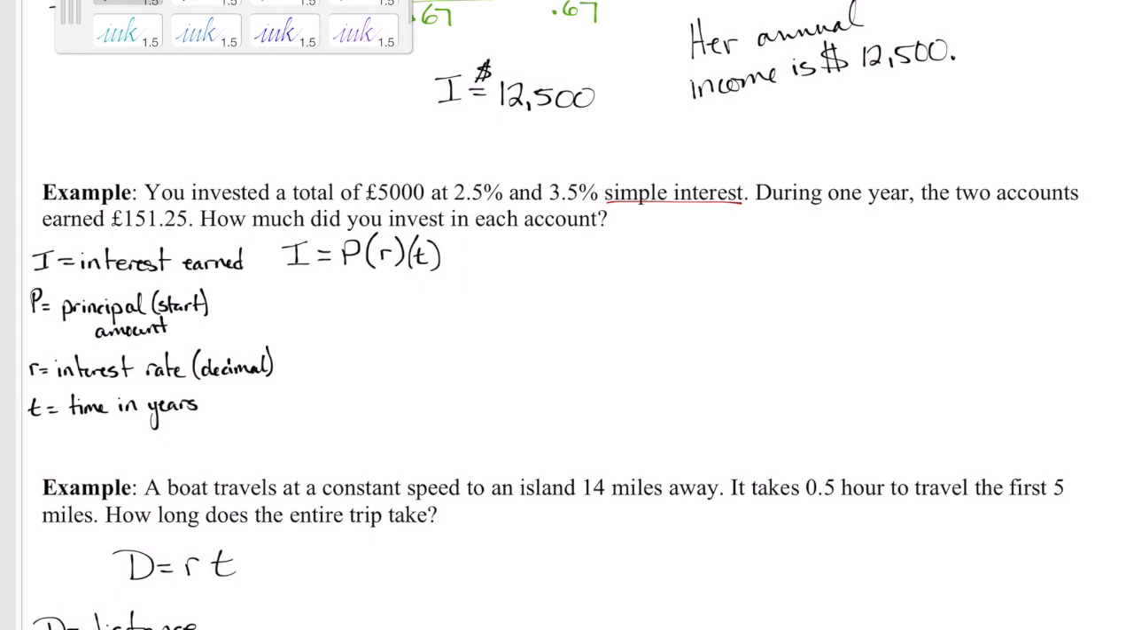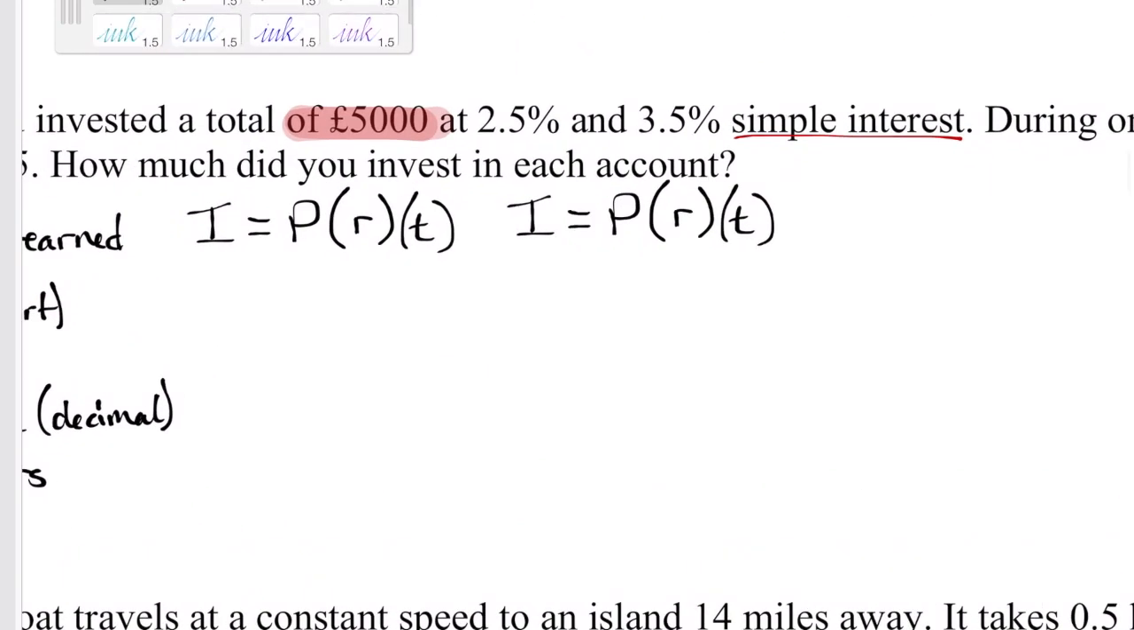So during 1 year, the two accounts earned 151 pounds and 25 pence. How much did you invest in each account? So here I'm trying to figure out two different things. I'm trying to figure out how much I invested in the first account with the 2.5% and how much I invested in the second account with 3.5. So I'm going to end up with two equations because I'm trying to find two different things. I know how much I was going to put into both, but I don't know for each one. So I don't know my first principal or my second principal amount. I don't know either one of those yet.